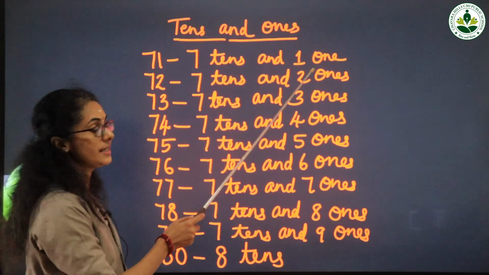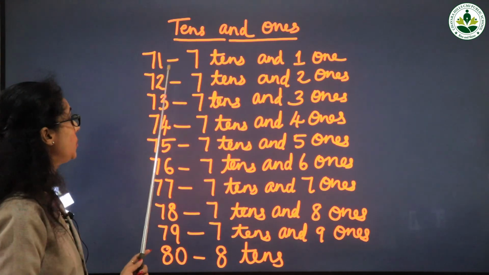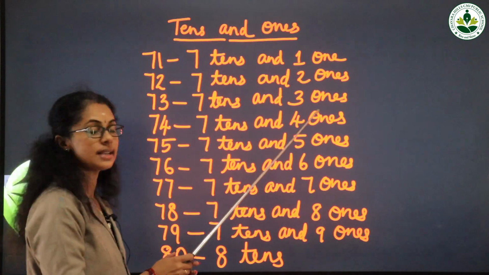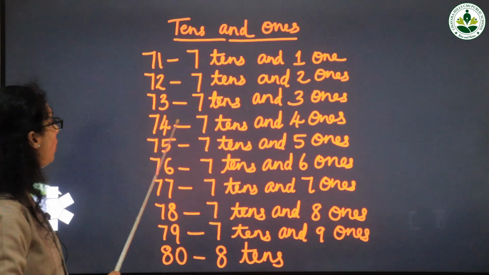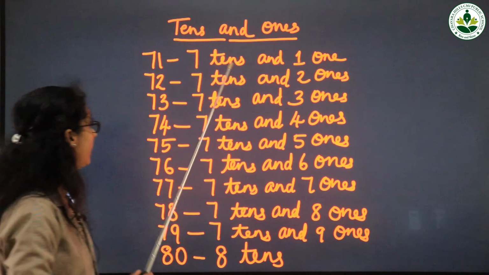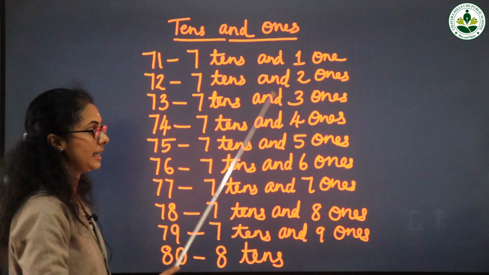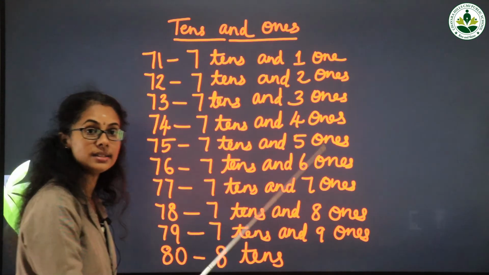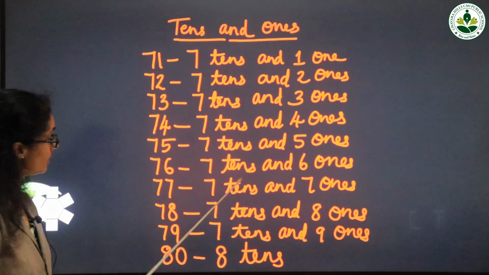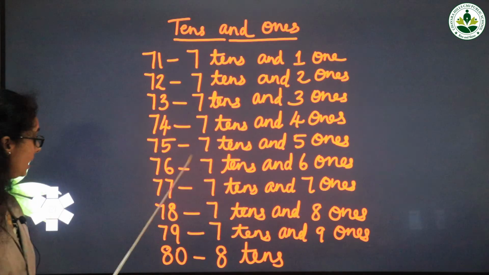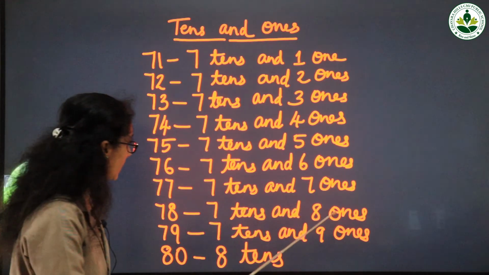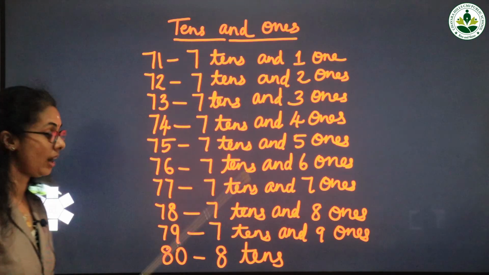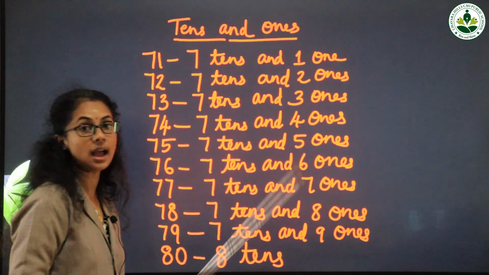71, 7 tens and 1 one. Then 72, 7 tens and 2 ones. 73, 7 tens and 3 ones. 74, 7 tens and 4 ones. 75, 7 tens and 5 ones. In 76, 7 tens and 6 ones. 77, 7 tens and 7 ones. 78, 7 tens and 8 ones. 79, 7 tens and 9 ones. Then 80, 8 tens are 80.